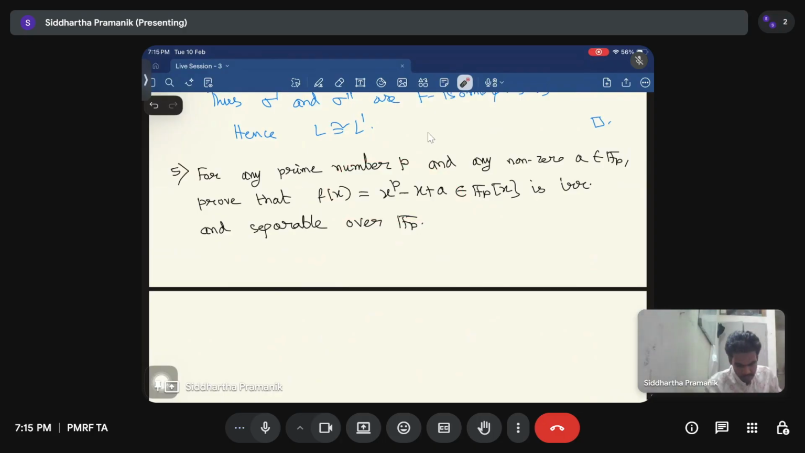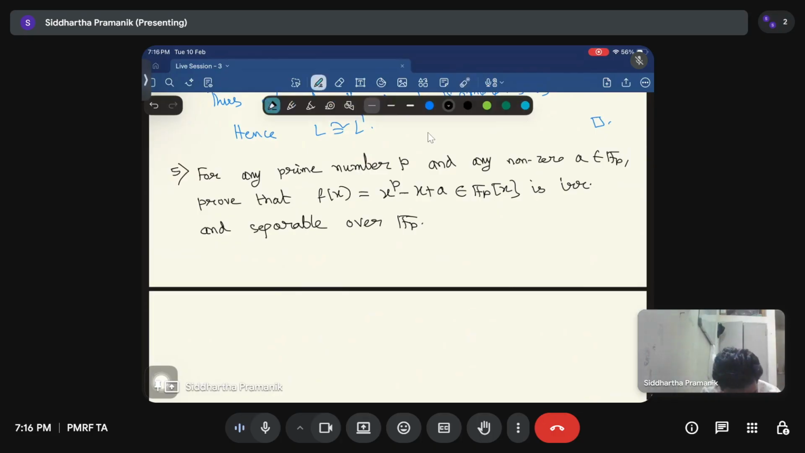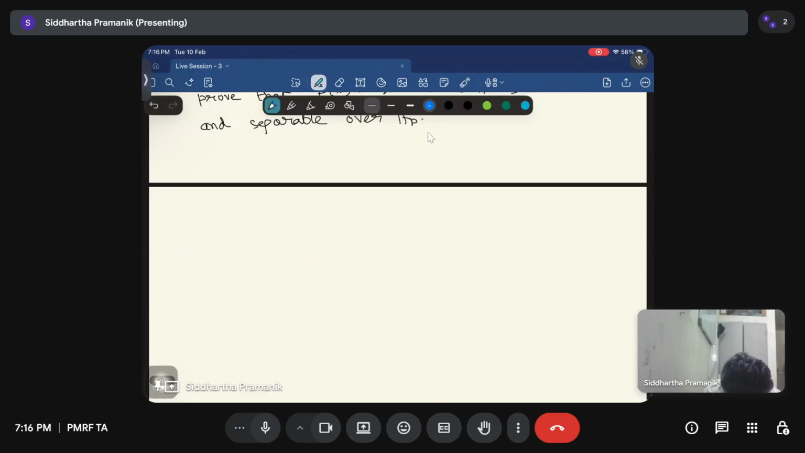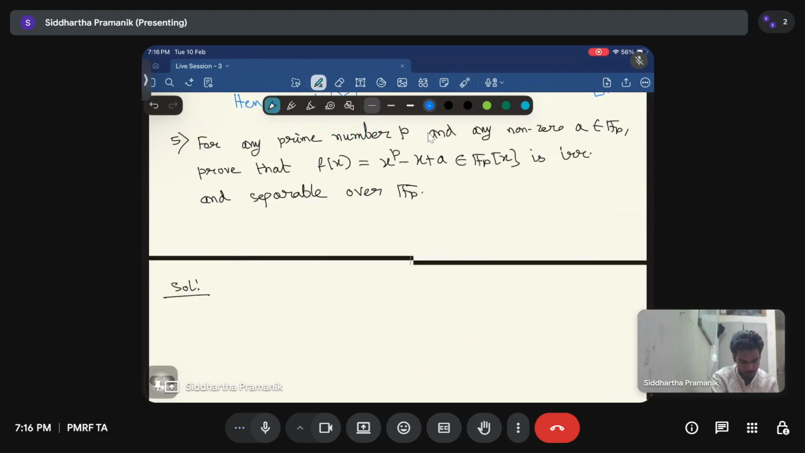So what is special about this polynomial? First we will prove that it is separable. Then we will go for the irreducibility. Okay, so let's prove this. Solution.